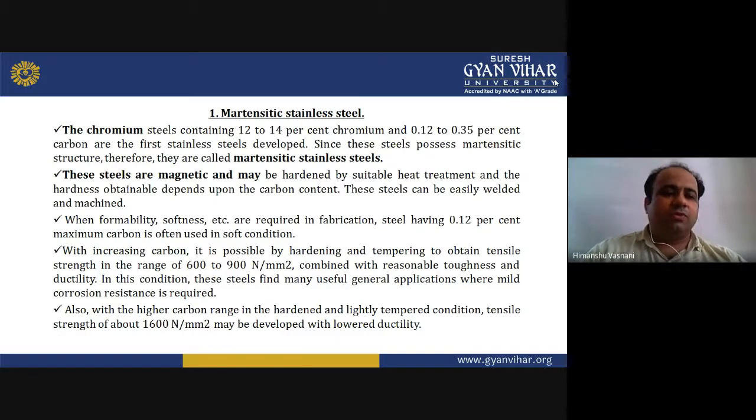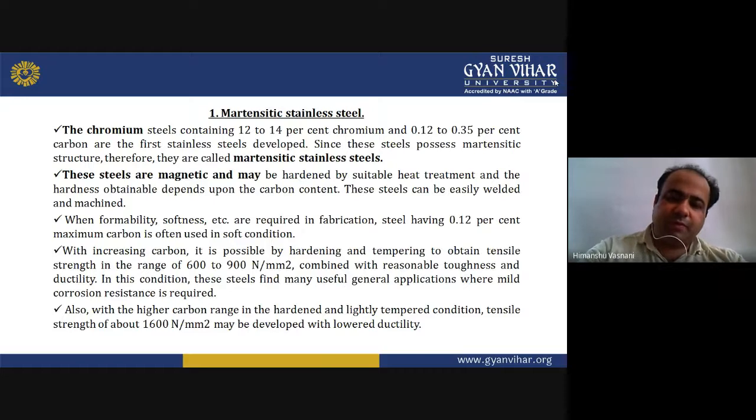Also, with the higher carbon range in the hardened and lightly tempered condition, a tensile strength of about 1600 N/mm² may be developed, with lower ductility. So you can see that martensitic stainless steel has many applications; just by controlling the amount of carbon, you get different kinds of applications.